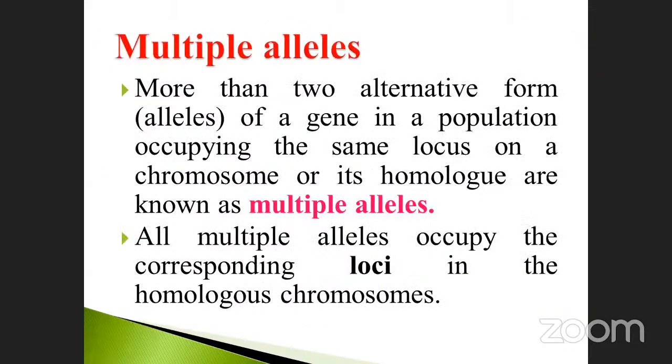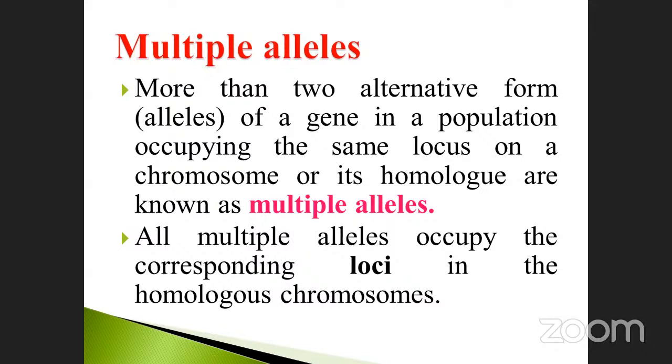And then multiple alleles, already we discussed. More than 2 alternative forms of a gene, called alleles, present at a single locus. More than 2 alleles of a gene in a population occupying the same locus on a chromosome or its homologue are known as multiple alleles. It is nothing but a single locus containing more than one allele. That condition is called multiple alleles.